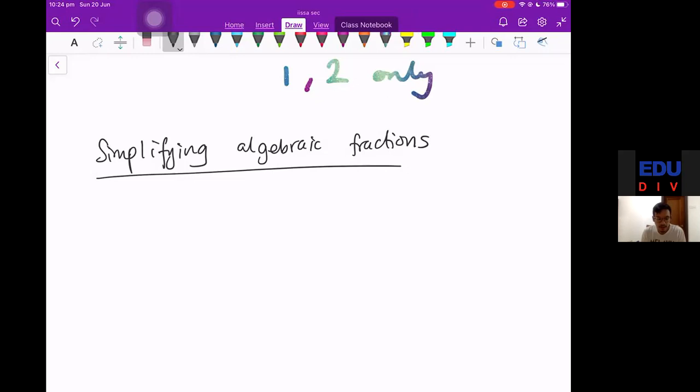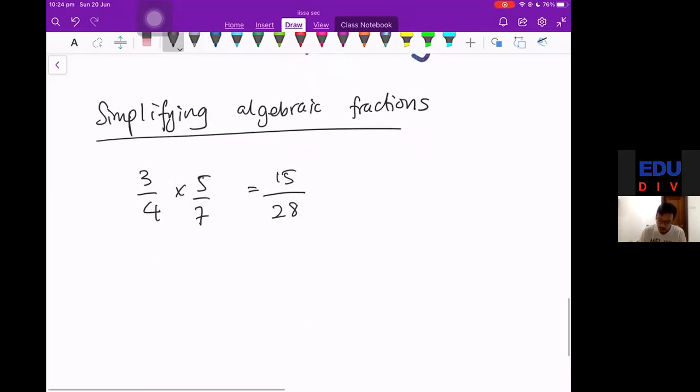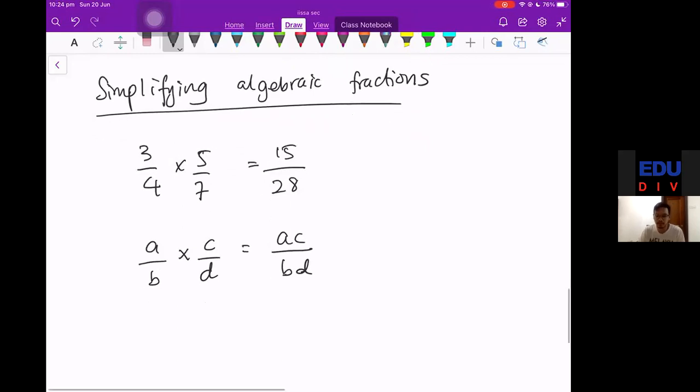Let's say we have 3 over 4 times 5 over 7. What we should do here is multiply 3 by 5, so that's 15, and then multiply 4 and 7, so you'll get 28. Now, if we have A over B multiplied by C over D, this is actually going to be AC over BD. Simple enough? Quite simple.